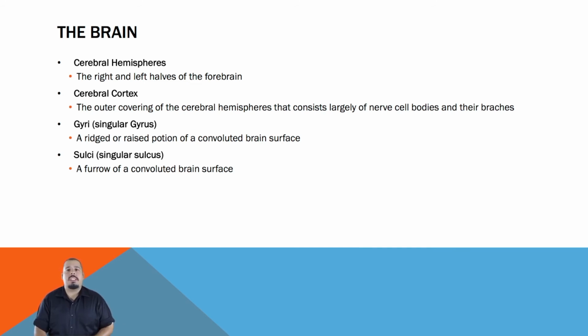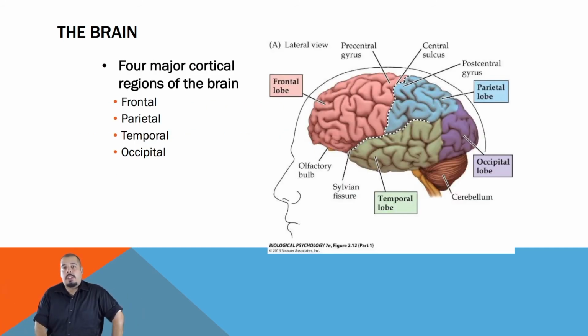The cerebral cortex of the brain is the outermost layer of the brain and consists of nerve cell bodies and their branches. If you've ever seen a brain, you know it looks very wrinkly. Well, there are names for these wrinkles, a gyrus or gyri for plural. The space in between the gyri is a sulcus or sulci for plural. You can see the gyri and sulci here.